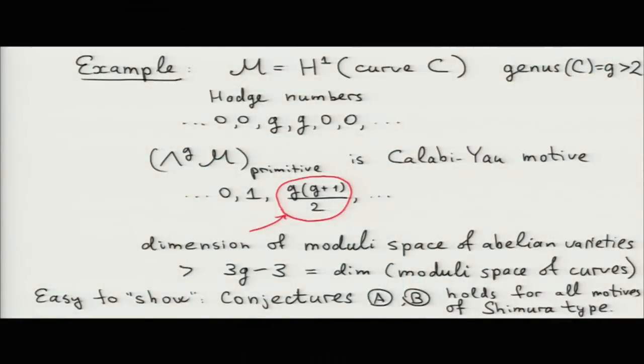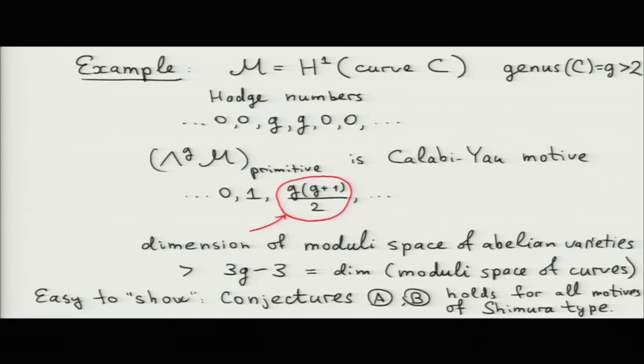And one can play with the simplest example. You take the first cohomology of some curve, let's say of genus at least 3. So the Hodge numbers, if you consider the cohomology, the 2 non-zero Hodge numbers are g and g, where g is the genus. Now consider the middle exterior power with g.